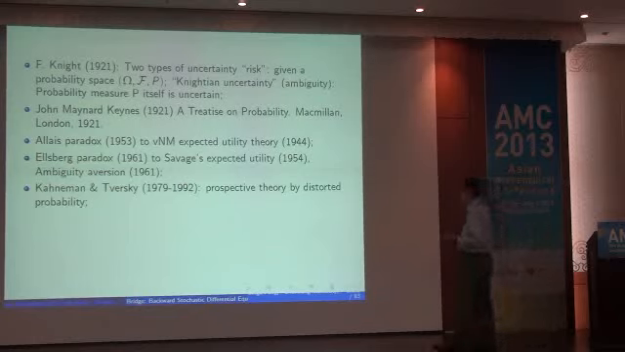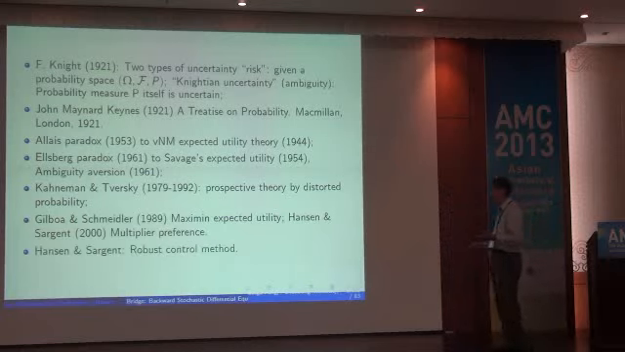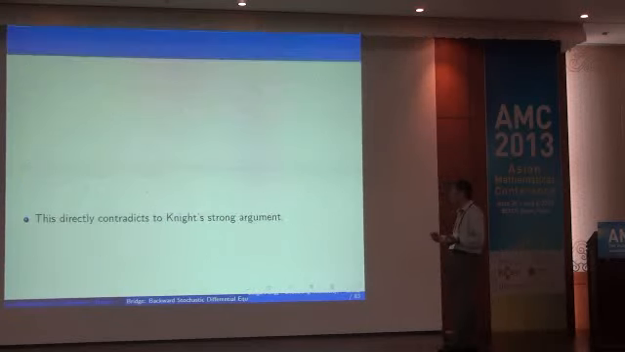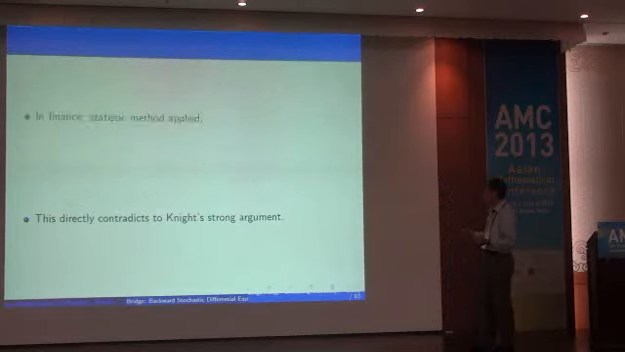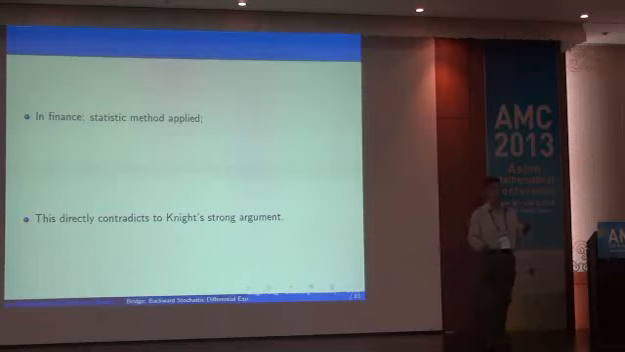They are all Nobel Prize of Economics winners, such as Hansen and Sargent with the robust control method. And also in finance, statistical methods cannot really apply. It is well known that, for example, in intellectual theory, the most important tool is calligraphy.